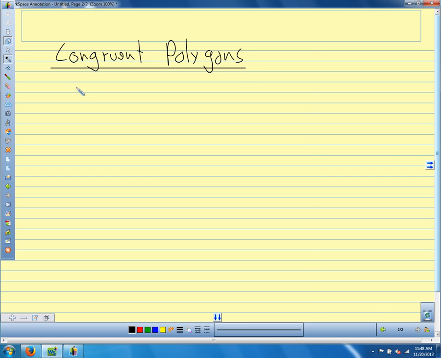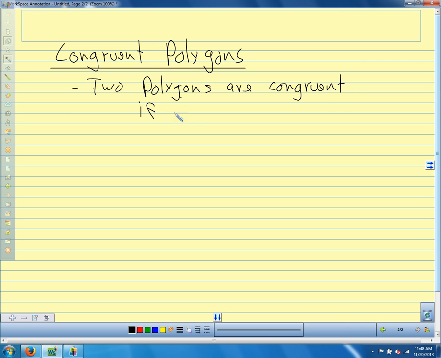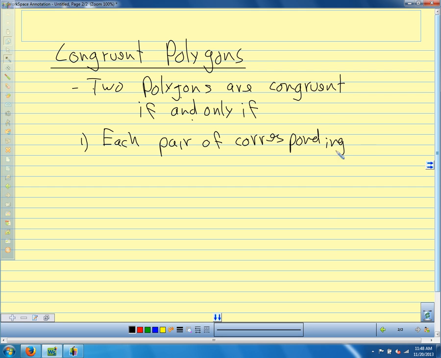Congruent polygons. We're going to say two polygons are congruent if and only if. And remember back in chapter 2, that's how we made our definitions. We said if we could write it as an if and only if, it was a good definition. So two polygons are congruent if and only if we have two things. Each pair of corresponding angles is congruent, and we have to have each pair of corresponding sides congruent.